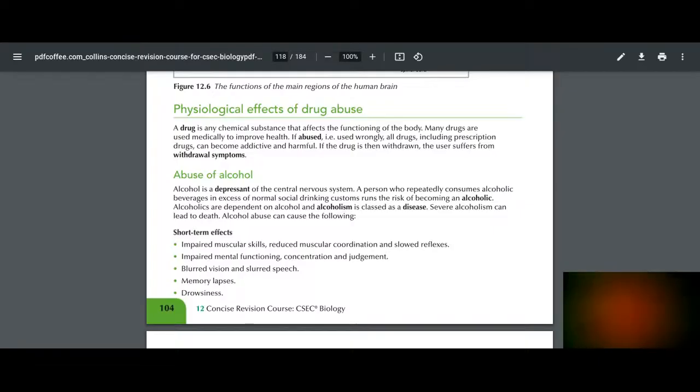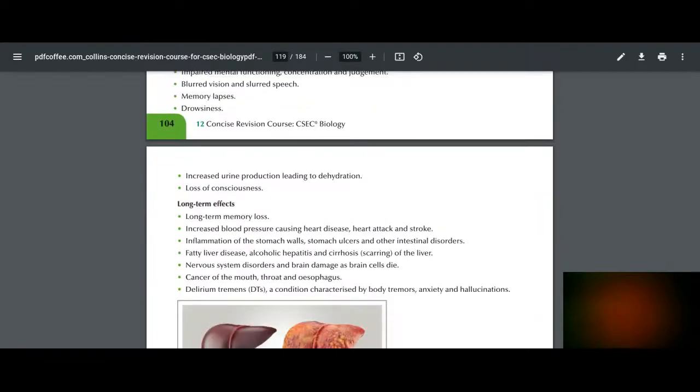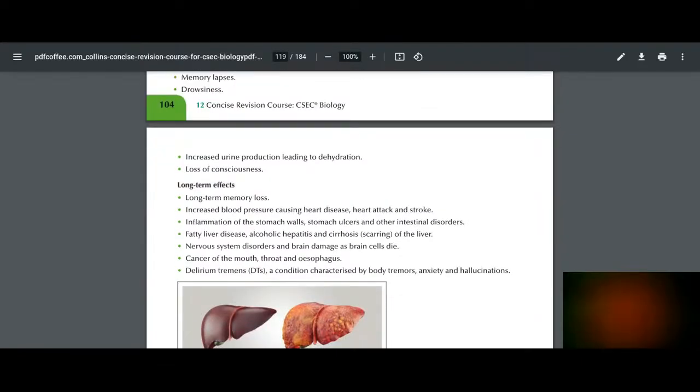Some of the short-term effects of alcohol are, for example, drowsiness, memory loss, blurred vision, slurred speech, impaired mental functioning, impaired muscular skills, loss of consciousness, and increased urine production leading to dehydration.